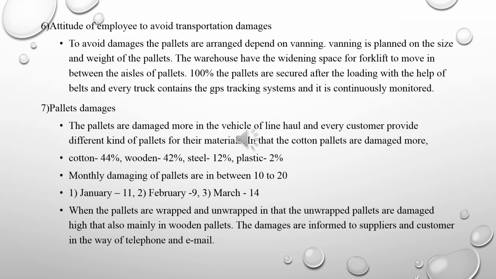Attitude of employees to avoid transportation damages. To avoid damages, the pallets are arranged depending on vanning. Vanning is planned on the size and weight of the pallets. The warehouse has the waiting space for the forklift to move in between the aisles of pallets. 100% of the pallets are secured after the loading with the help of belts, and every truck contains the GPS tracking system and it is continuously monitored.